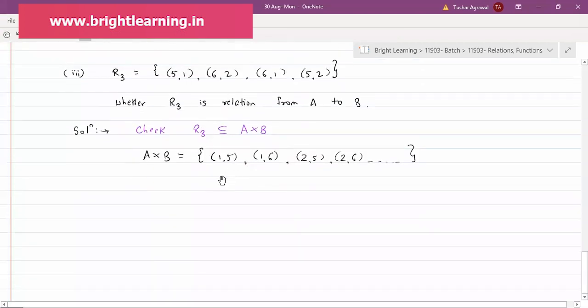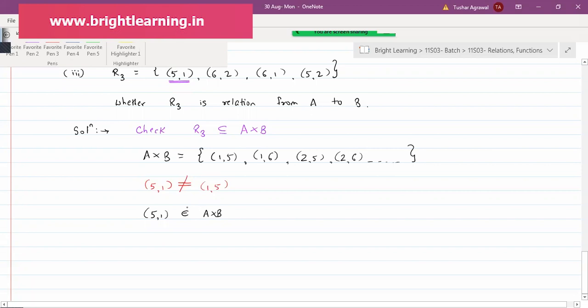Now here (5,1) and (1,5) are definitely not equal. Keep this in mind, because from the very definition I told you that this is an ordered pair. So (5,1) and (1,5) are unequal things. Because they are unequal, (5,1), an element of R3, does not belong to A cross B. So R3 is not a subset of A cross B. So R3 is not a relation from A to B.